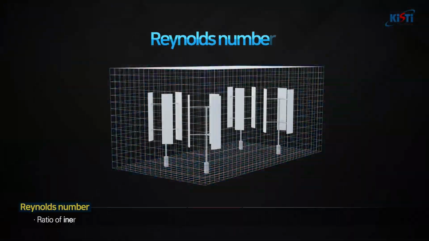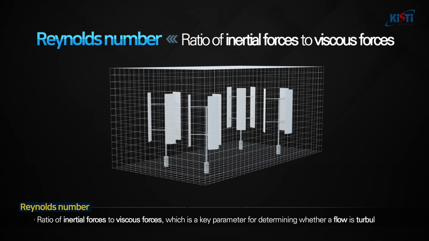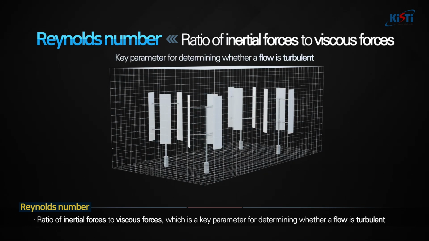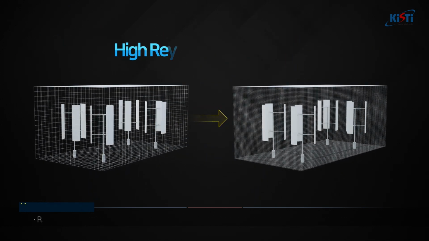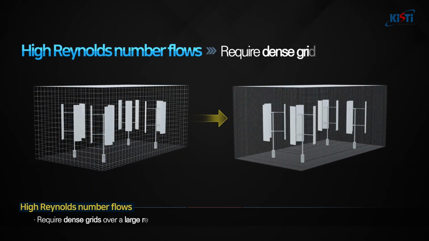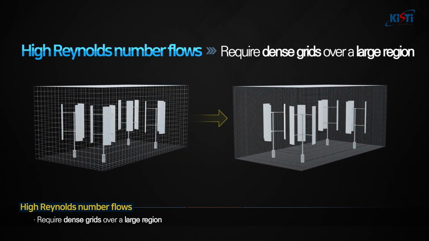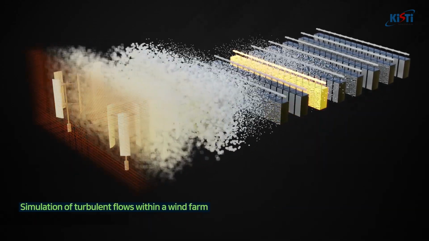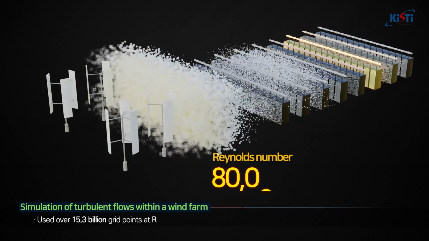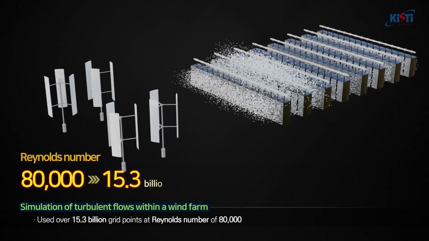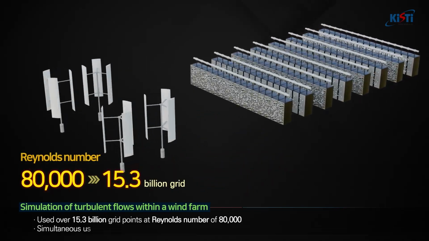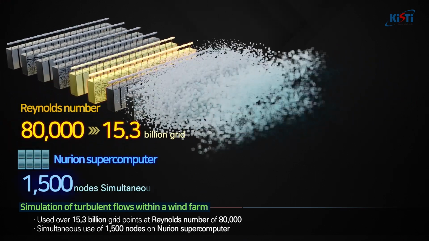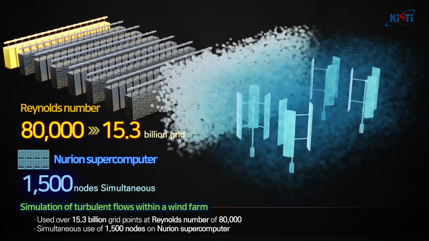In fluid dynamics, the Reynolds number, the ratio of inertial forces to viscous forces, is a key parameter for determining whether a flow is turbulent. At high Reynolds number, flow needs to be resolved with dense grids over a large region. To simulate turbulent flows within a wind farm, the present study used over 15.3 billion grid points at a Reynolds number of 80,000. This required simultaneous use of 1,500 nodes on the Neurion supercomputer for the calculations.